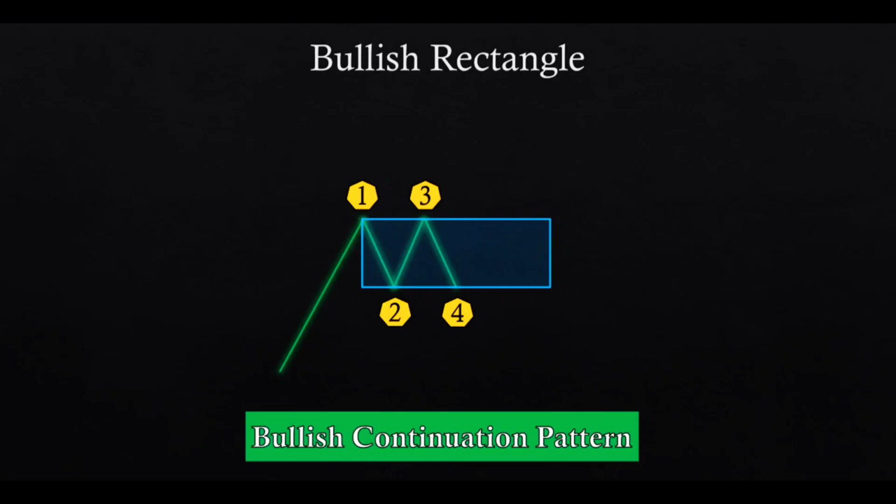The proper way to trade a bullish rectangle is to wait for price to break above the line that connects the highs and to retrace back to that line to test it as support. This is the optimal scenario, of course, but that doesn't always happen. Sometimes price breaks that line and just keeps going.